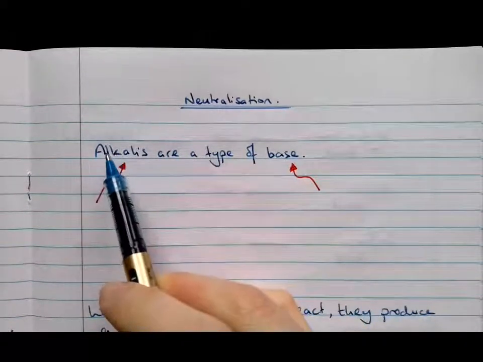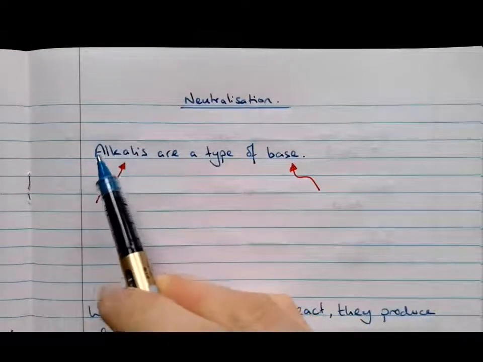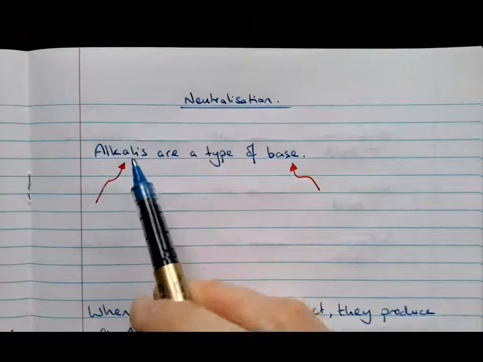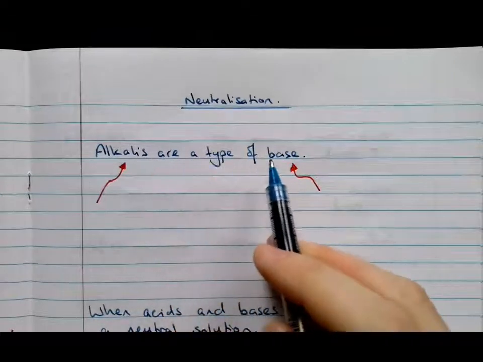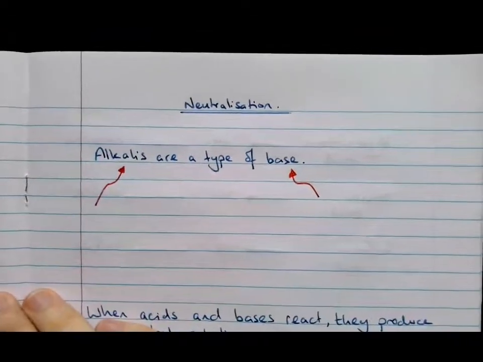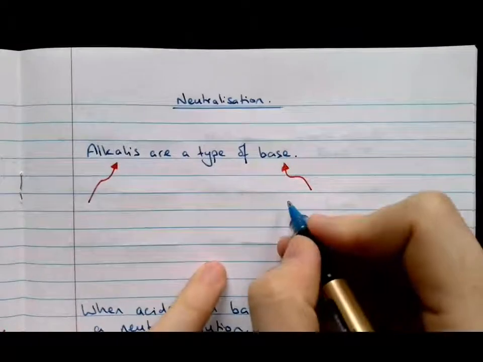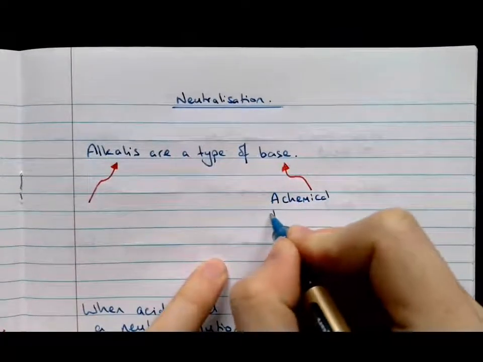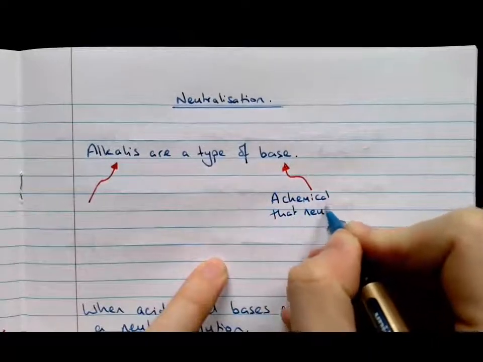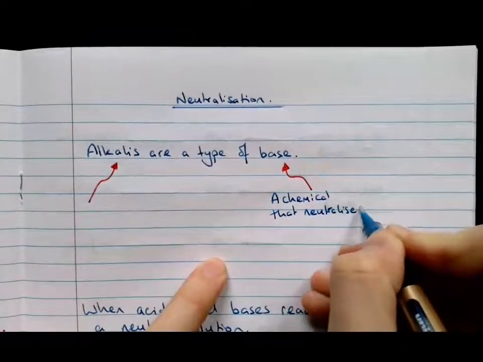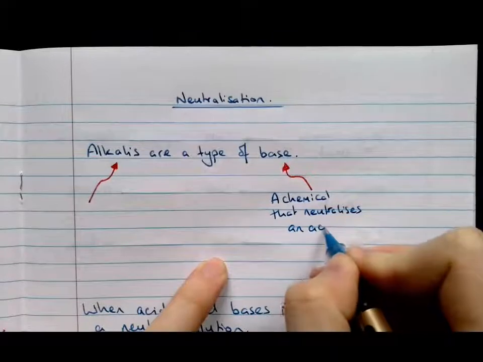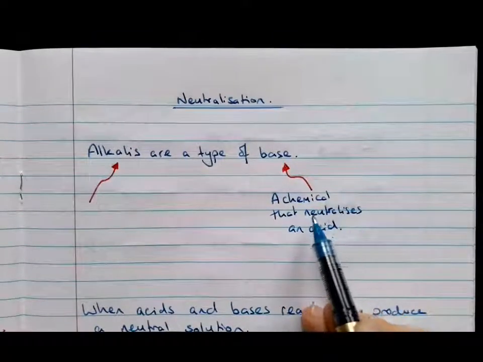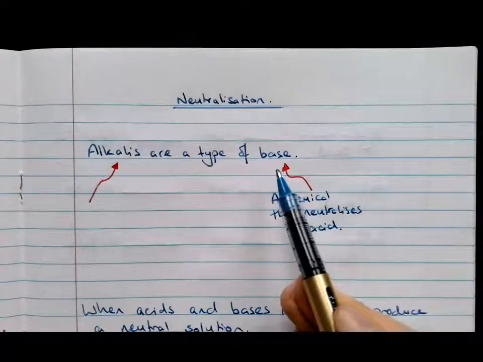So last week we talked about alkalis and we said that they had pHs of above 7 and that they're the chemical opposites of acids. Now alkalis are a type of base. All right, now a base is a chemical that neutralizes an acid. All right, so we'll talk about this idea of neutralization in a moment.